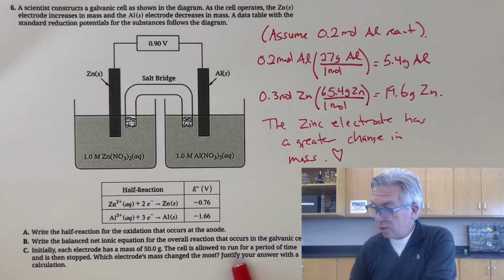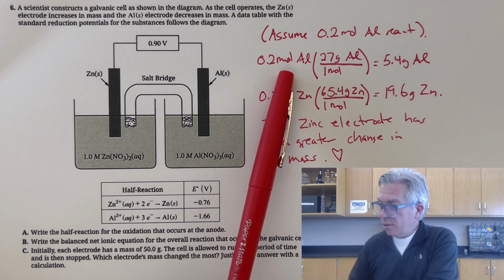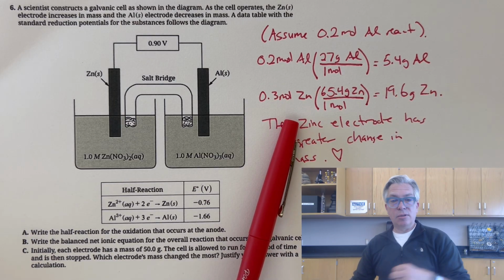Which electrode's mass changed the most? Justify your answer with a calculation. So what I have to do is I need to find the mass of both that's either deposited or dissolved.